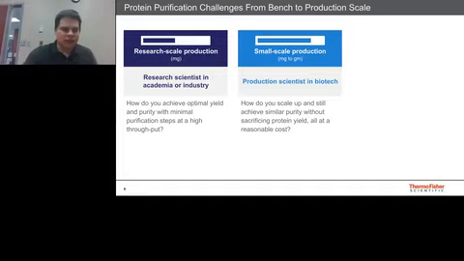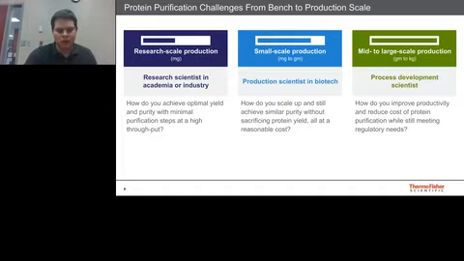Production scientists purifying protein at the gram level, pilot scale, are typically developing a protein for commercial purpose and are tasked with optimizing a purification process at the gram scale. They face the challenge of scaling up and achieving high yield and purity, all at a reasonable cost. A process scientist purifying kilograms of protein has a constant focus on efficiency. They're faced with the challenge of improving productivity and reducing costs of protein purification while still meeting regulatory needs.